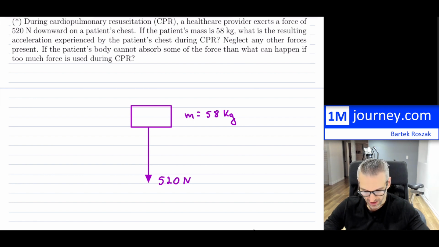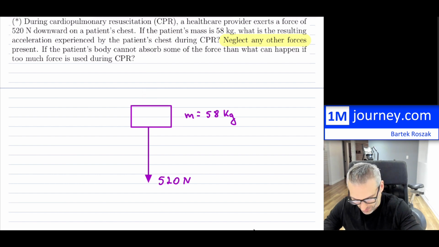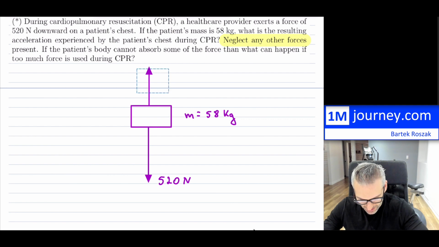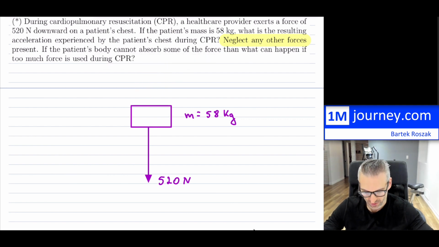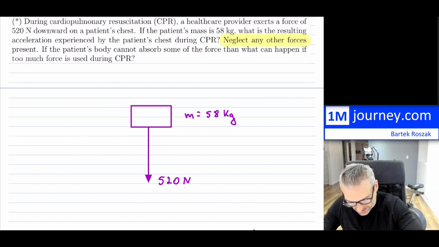Okay, well, if we're going to neglect any other forces, this isn't really super realistic, because if you're pressing down, there certainly would be a force which is resisting you. For every action, you have a reaction, but they're saying that we're going to neglect this, mainly because it makes the problem a little bit easier. So I'm going to just remove this. That's the only force we have, so technically, this is your net force.